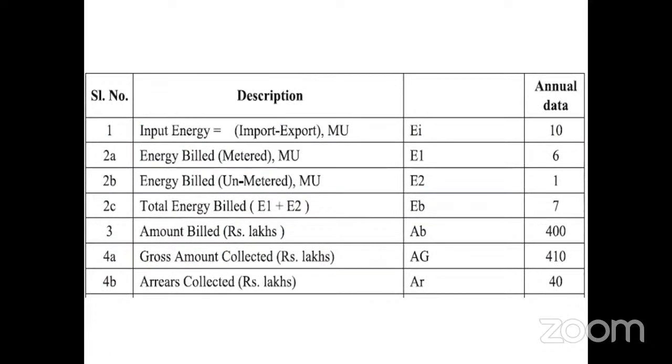This is one example, sir. They have given the table. The input energy is 10 million units. Energy billed is equal to 6, and for unmetered, it is 1. So totally, what is the input? 10 million units. And actually, the measured is 7 million units only.